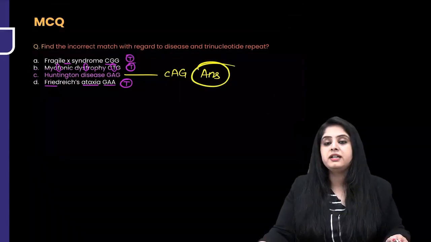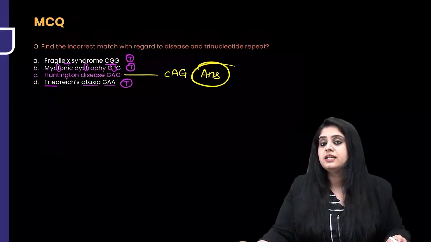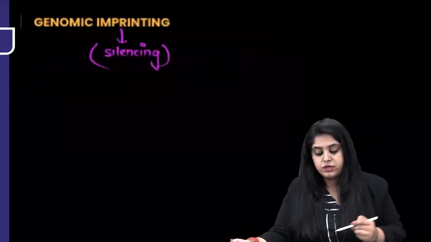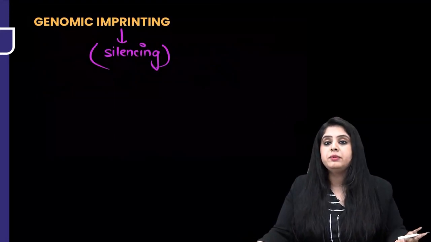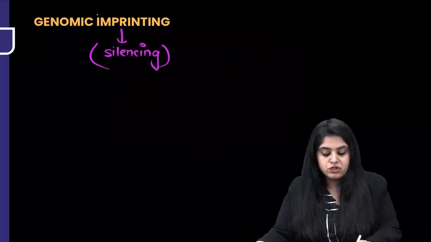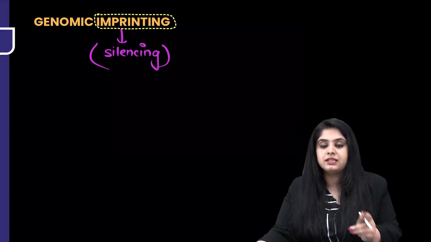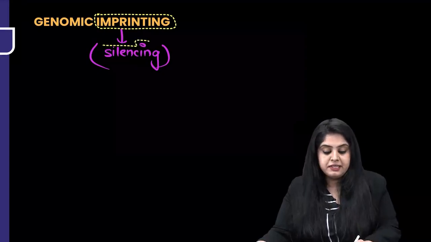So the second non-Mendelian disorder is also sorted. Mitochondrial done. Trinucleotide done. Go on to the third one, that is genomic imprinting. What do you understand by genomic imprinting? Imprinting means silent. That is silencing. Imprinting basically means to become silent. That is what we call silencing.